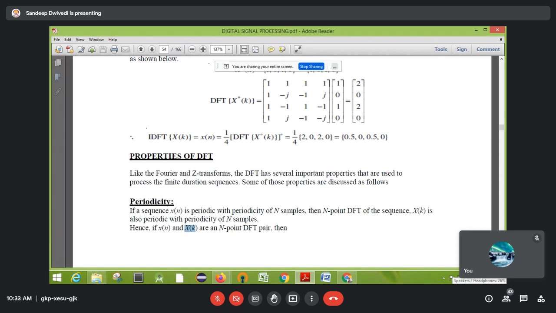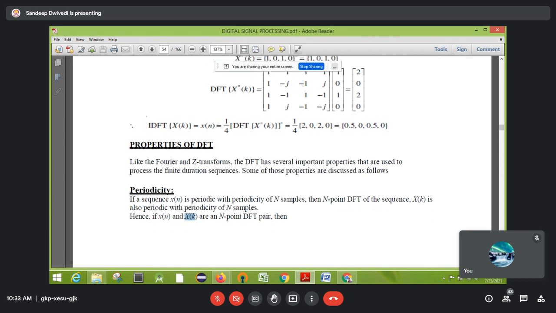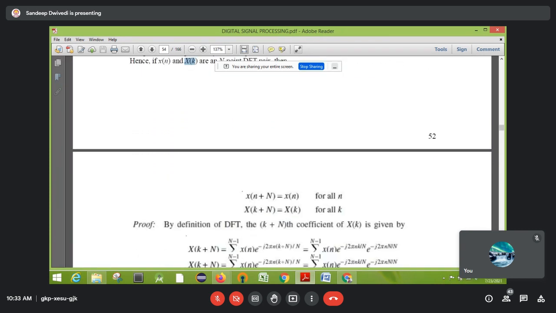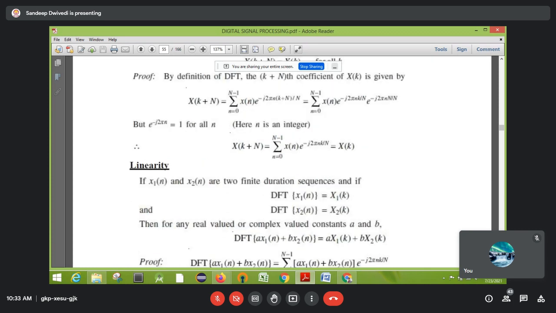Okay, so the first property is linearity. See, if two sequences x1 and x2, two finite duration sequences, are there, and their DFTs are: the DFT of x1 of n is X1 of k and the DFT of x2 of n is X2 of k.